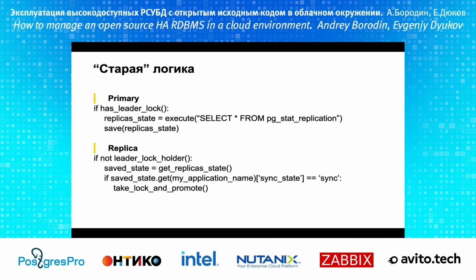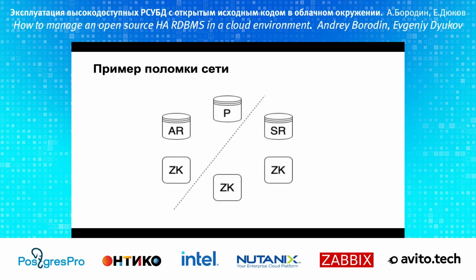On the left-hand side, we have the primary, an asynchronous replica and one host of ZooKeeper. On the right-hand side, the synchronous replica and two hosts of ZooKeeper. This is the quorum for primary. ZooKeeper is not available. It cannot maintain the lock. The synchronous replica will notice it and promote.